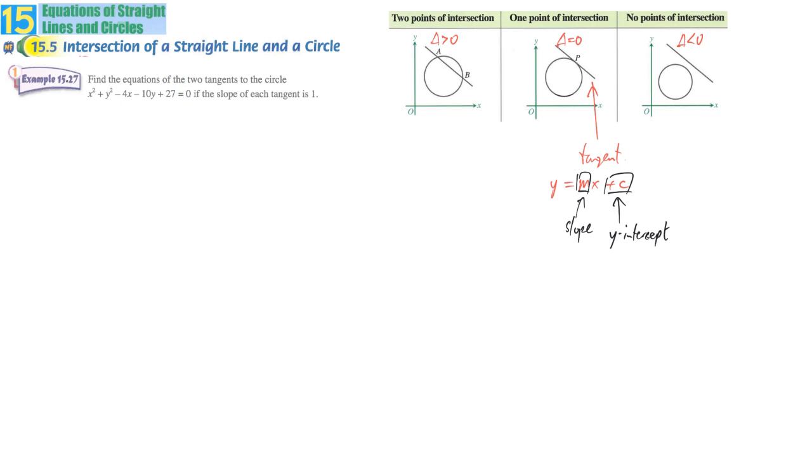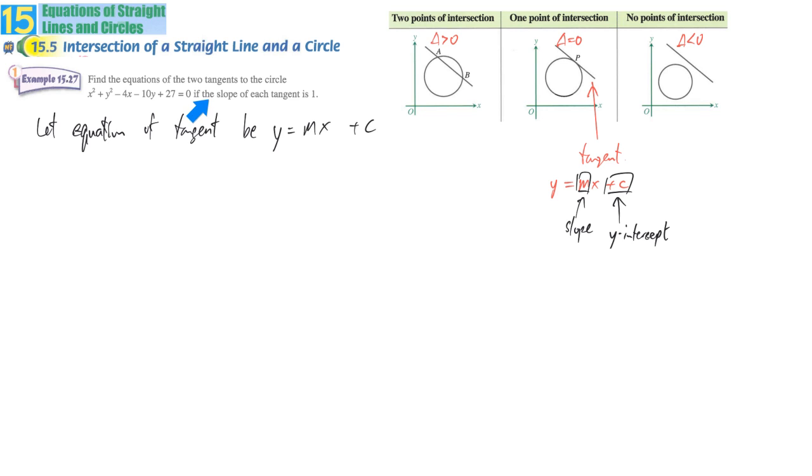So the strategy is like this. Let the tangent be like this, substitute inside to form our quadratic equation. Then we use the nature that it only touches one point. Once we know delta equal to 0, then we can solve for one of the parameters. So first, let the tangent be y equal to mx plus c.